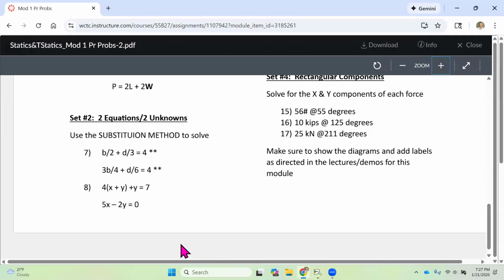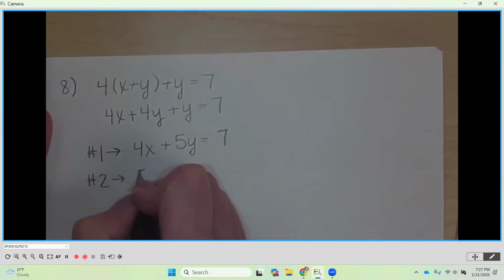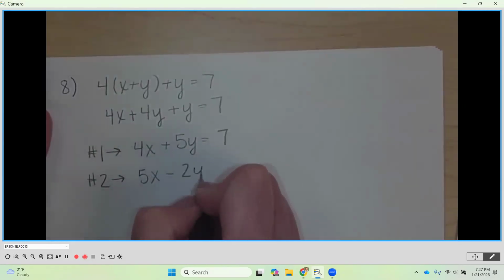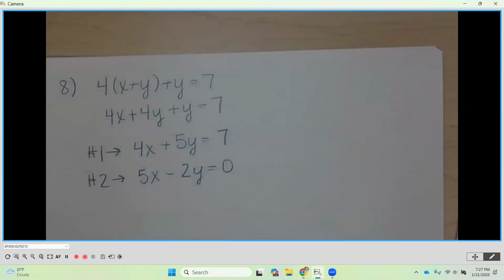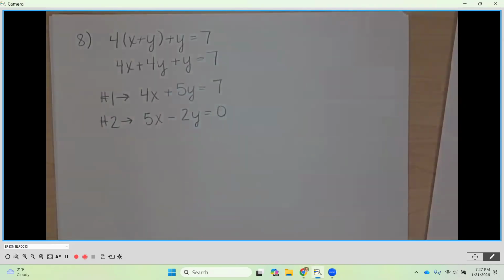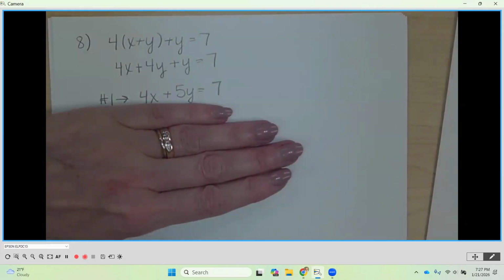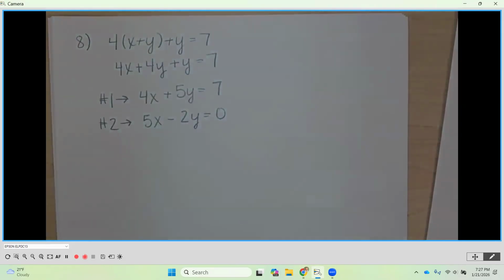And then now we're just going to use the second equation here, 5x minus 2y is equal to 0. So I'll go back underneath here. Equation number 2, 5x minus 2y is equal to 0. So now we've got two equations with the same two unknowns. Any one of these by themselves we wouldn't be able to solve because there's too many unknowns. So that's why we need the second equation and do the substitution method.